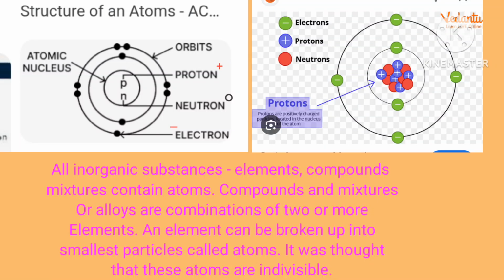Before exactly going to the study of the periodic table, let us first try to understand the structure of atom. All inorganic substances, elements, compounds, mixtures contain atoms. Compounds and mixtures or alloys are combinations of two or more elements. An element can be broken up into smallest particles called atoms. It was originally thought that these atoms are indivisible.